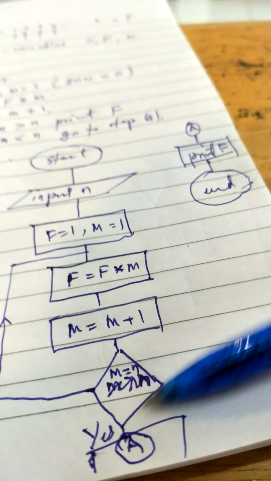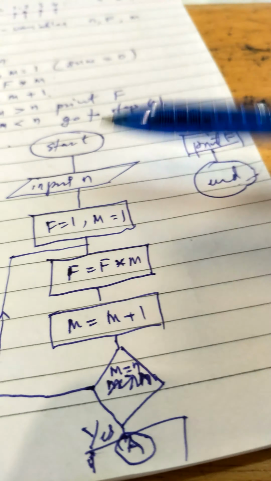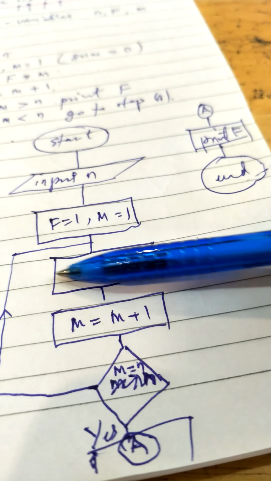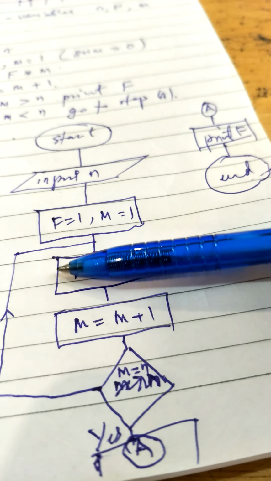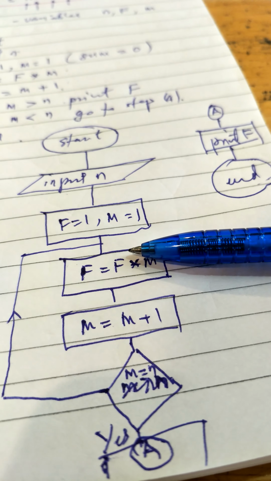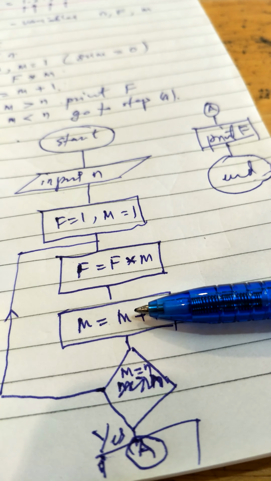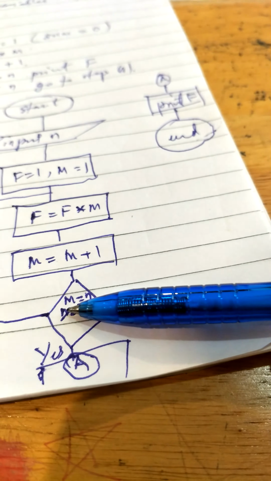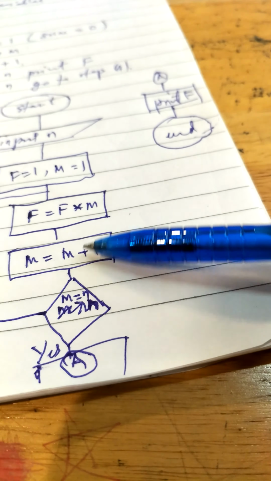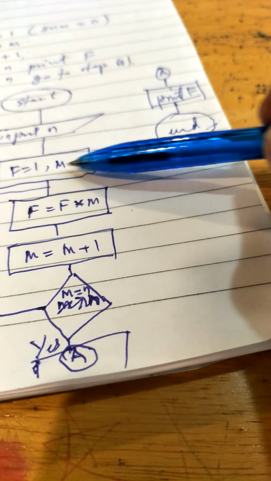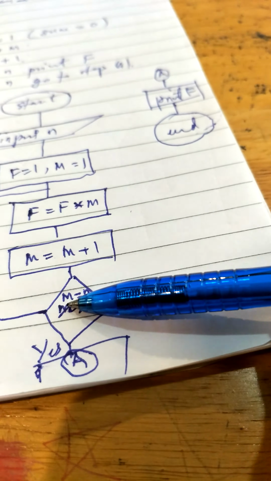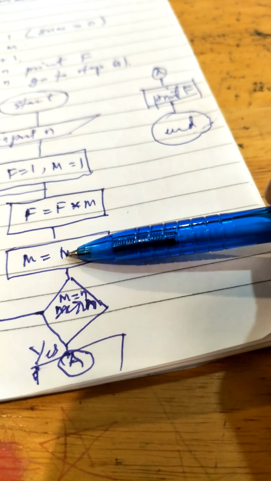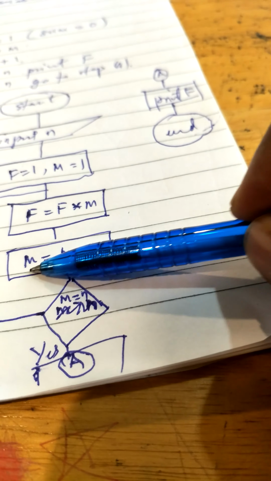Okay, if you want to read this, we input n, and then we give the initial value, and then we do the multiplication process to find the factorial, and then we increase the counter. All right, here we do test if m equal to n. If not, now look at this, how to read this. M equal to 1. We do all this with the value m equal to 1 here. Then we increase m to 2 here.